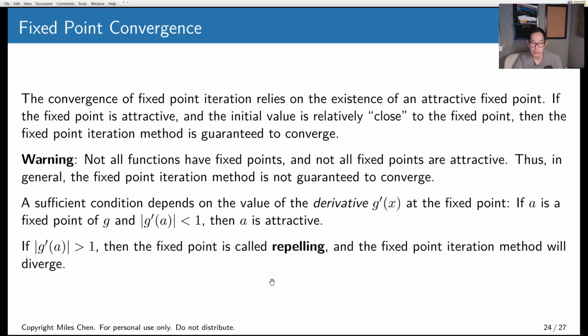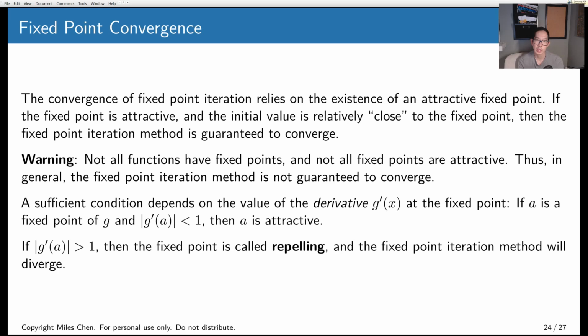Does it always converge? No, it does not always converge. The convergence of the fixed point iteration relies on the existence of an attractive fixed point. If the fixed point is attractive and your initial value is relatively close to that fixed point, then the fixed point iteration will converge. But not all functions have fixed points, and not all fixed points that exist are even attractive. So fixed point iteration is not guaranteed to converge.